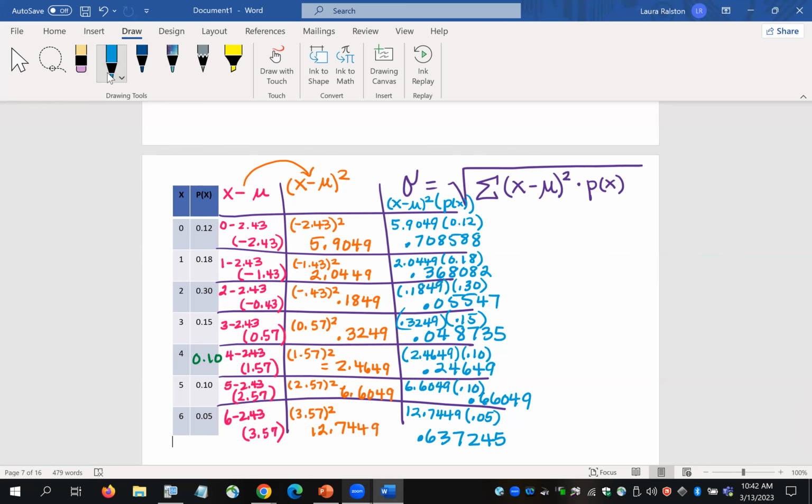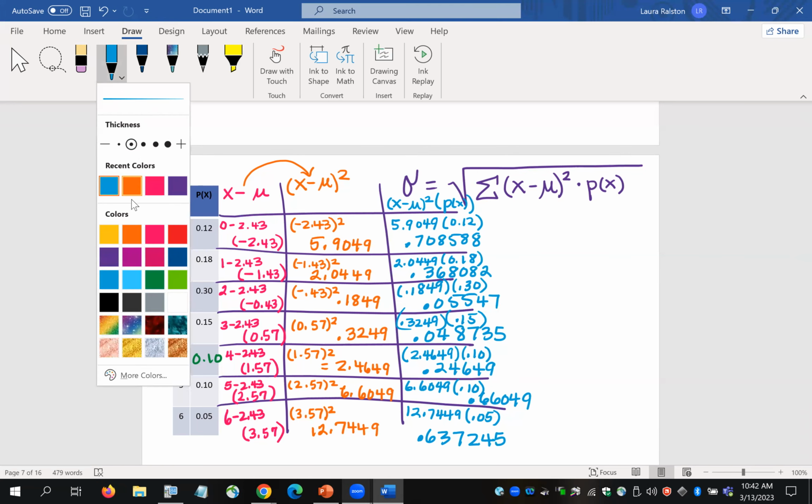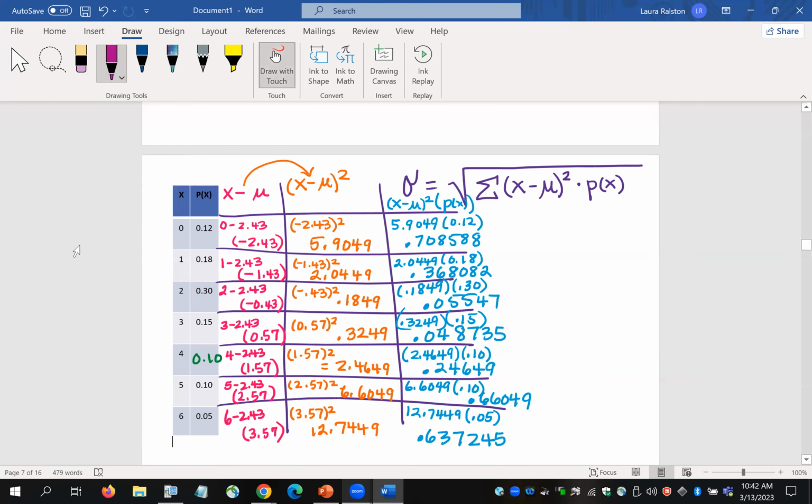All right, then the next step, after you get that multiplied out, is to add these up. So I'm going to take these numbers and add them up.